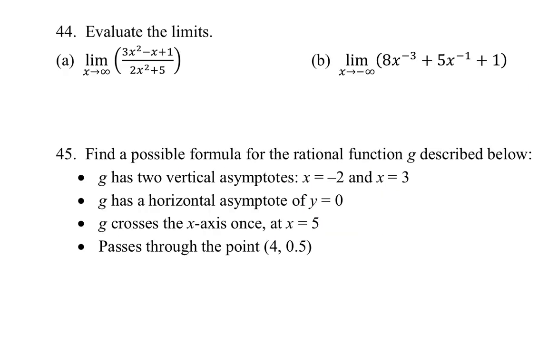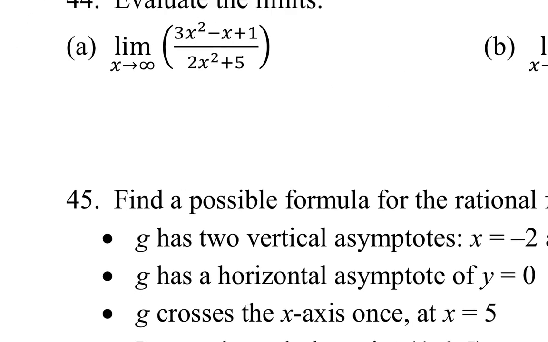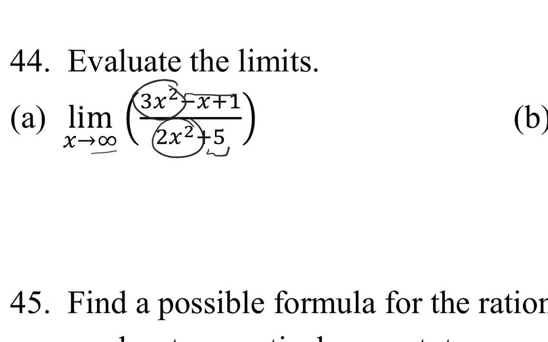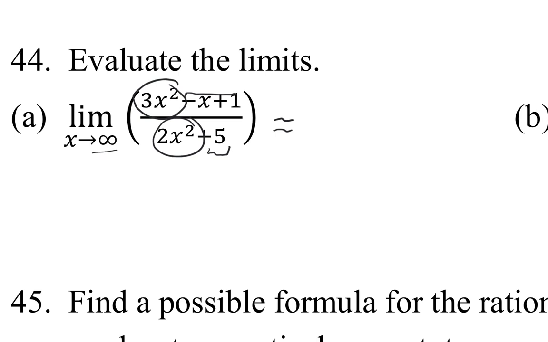Next, for problem 44, we want to evaluate these two limits. First, we're going to look at the limit as x goes to positive infinity. As x gets bigger and bigger, these two terms are going to be the only terms that will impact it. The negative x plus 1 in the top is going to become more and more negligible, and the same with the 5 in the denominator. So as x gets really big, these terms are going to matter less and less. That's going to be about the same as evaluating 3x squared over 2x squared. Notice the x squareds cancel out. We're just left with 3 over 2. And that is going to be our limit.